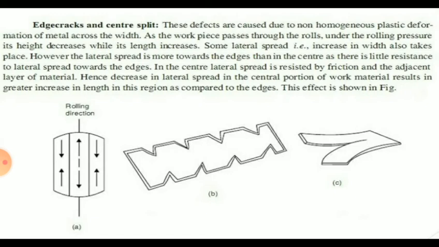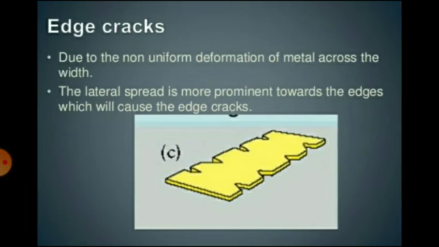And diagram C indicates the center split. If conditions are very severe, the sheet might split along the center. It is called center split. So this is an edge crack due to non-uniform deformation of metal across the width. The lateral spread is more prominent towards the edges, which will cause the edge cracks.